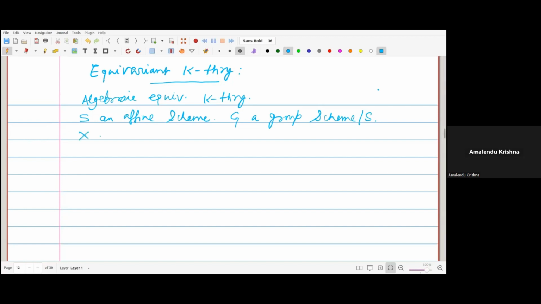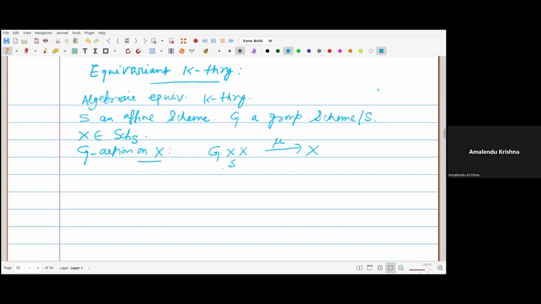And let's suppose that X is an S-scheme, a scheme over S. So what's the meaning of saying that G is acting on X? It's basically exactly what you expect, that G is acting on this topological space. But this action has to have some algebraic properties, so you define it in a more formal way: you have a map from G cross X, all over S, to X. This is what is called the action operation.